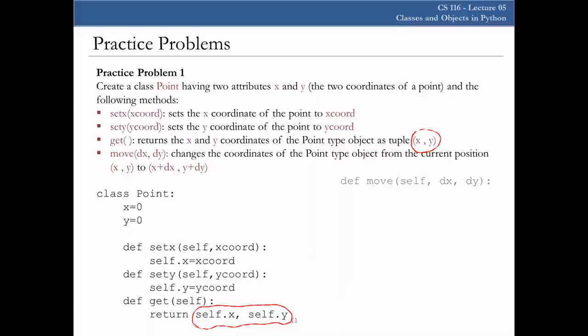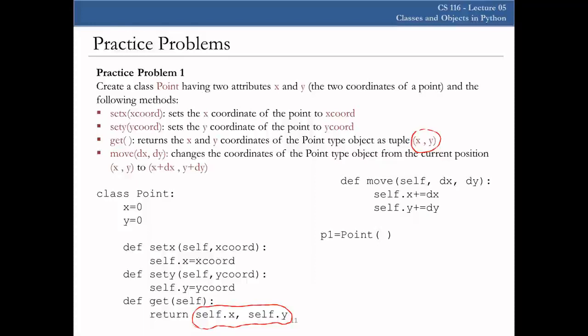Now the last method, move. Now move contains self, and then dx and dy are the two values that the user of this method will provide. And we just need to add dx to x and dy to y. So this is the first statement, and this is the second statement. And you see dx and dy, you don't have to use self with these, because dx and dy are not class attributes. You use self dot notation only with class attributes. So these are the four methods. Now let's write some code to test this.